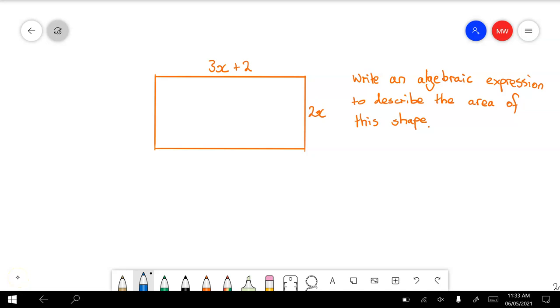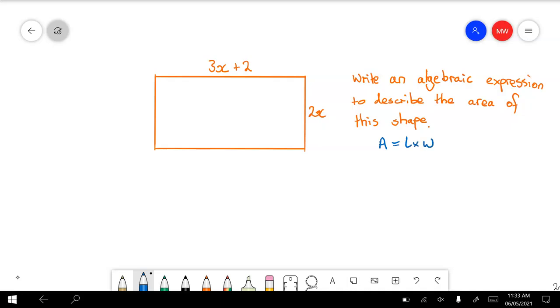In this question, we're being asked to do something that's a bit abstract. We're being asked to write an algebraic expression to describe the area of this shape. Now, we can see that this shape's a rectangle, so we know that the formula for this is that the area of any rectangle is the length multiplied by the width.